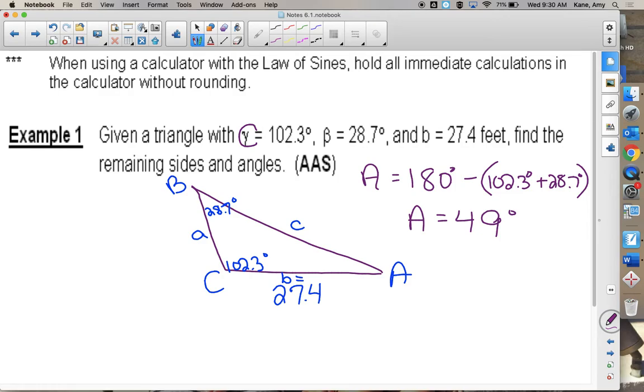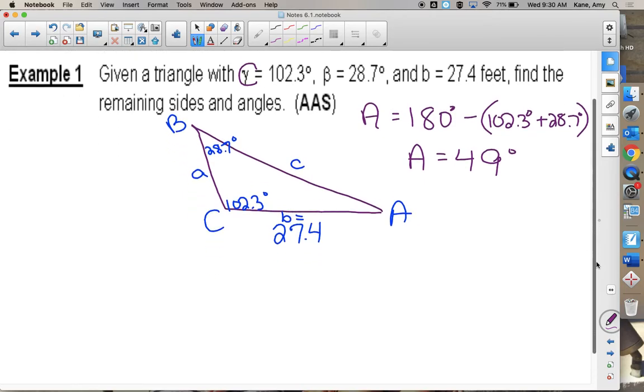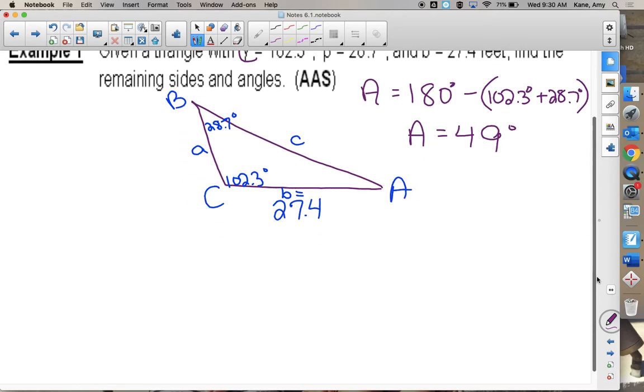Can we set up a proportion with A over sine A equals B over sine B? Yeah, so let me label this here. She said if we take side A and angle A, we don't know what side A is, but I could keep it as A. We have angle A, which is 49 degrees.